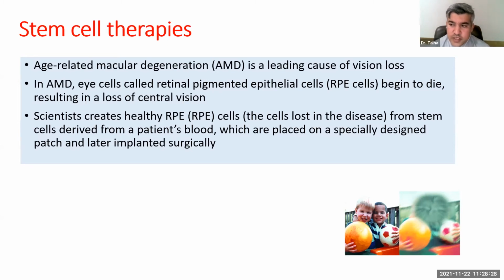With the help of stem cell technology, we can now pick blood from the patient, grow it in the lab, and differentiate it through stem cell technology so that it becomes RPE cells. We patch them, decorate them on the patch, and then surgically implant them. And what happened is that people who had lost their vision now have their vision.